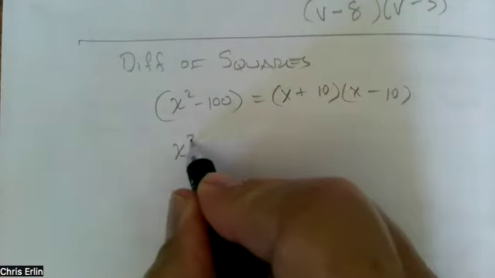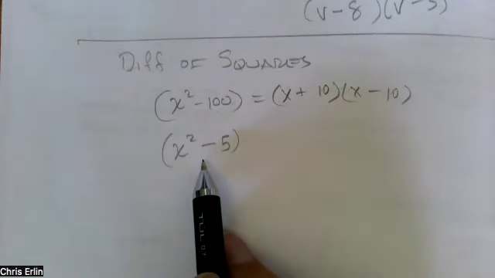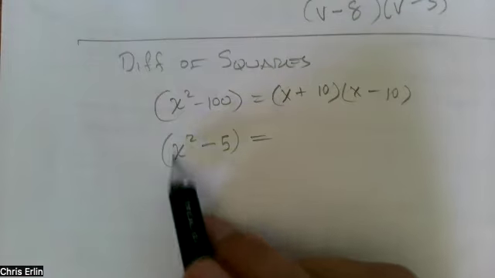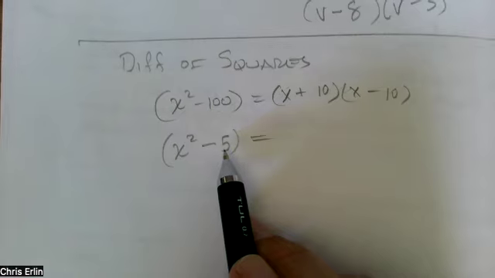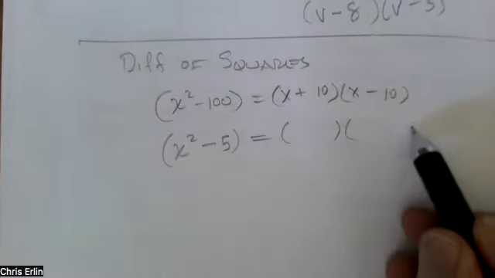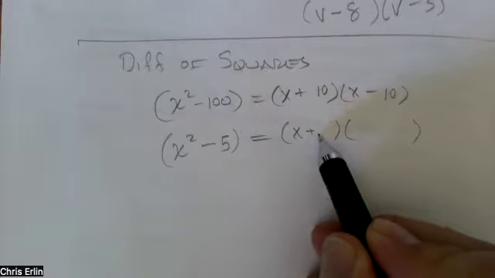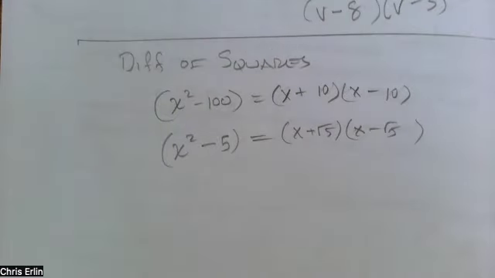In fact, can we use difference of squares to factor this? Is x squared a perfect square? Is it a difference? Is there a square root of 5? Yeah, it's square root of 5. So couldn't I write this as x plus root 5, x minus root 5? Sometimes that's really helpful.